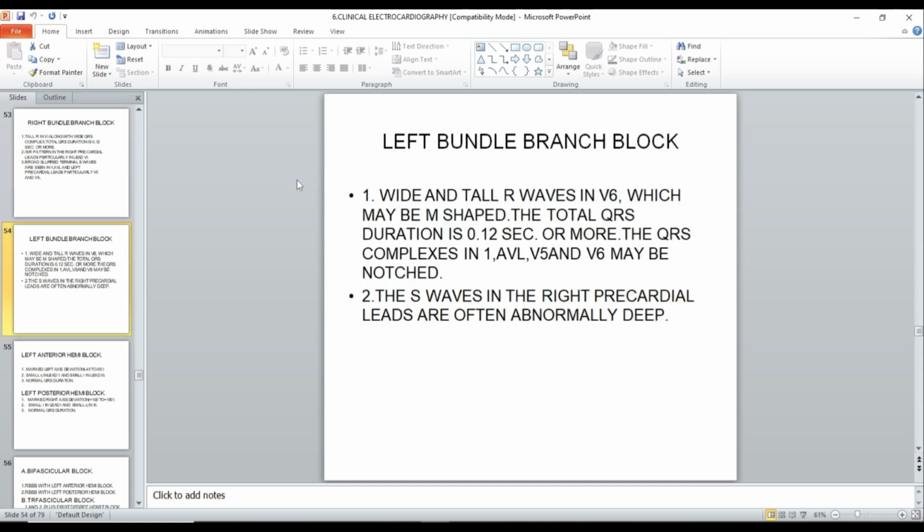Left bundle branch block: wide and tall R waves in V6, which may be M-shaped. The total QRS duration is 0.12 seconds or more. The QRS complex in lead 1, AVL, V5 and V6 may be notched. The S waves in the right precordial leads are often abnormally deep.